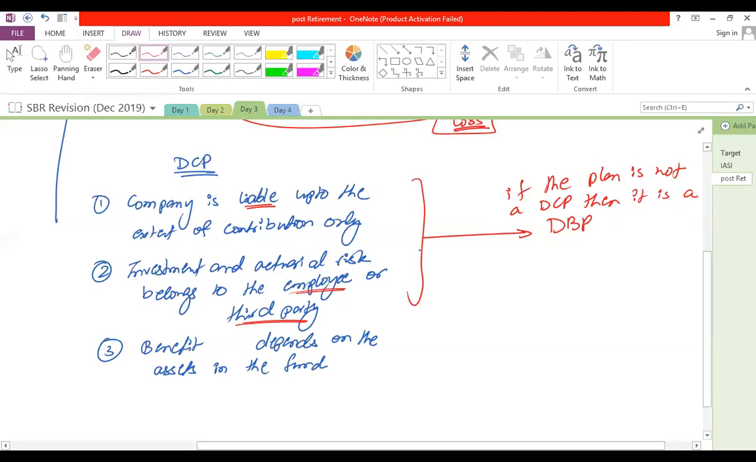So the rule is simple. Simply check whether it's a defined contribution plan or not. If it's not, then it's a defined benefit plan.